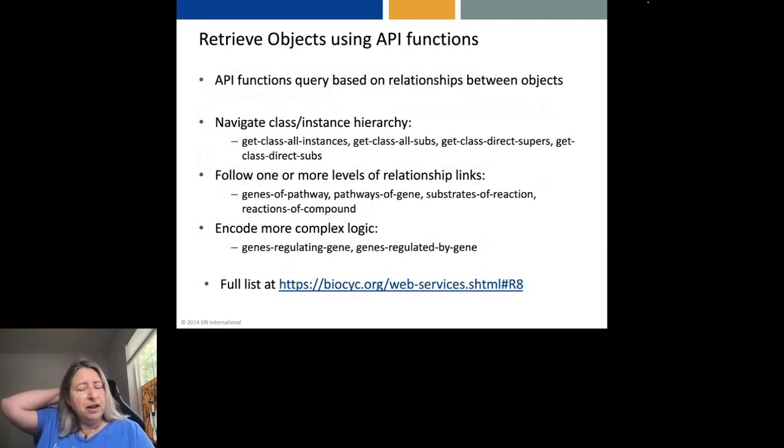So for example, you can use them to navigate the class hierarchy. There are functions like get class all instances, which given a class, say pathways, returns all the objects in that class. Get class all subs returns all the subclasses of a class. And the supers function gets the supers. There's the all subs versus the direct subs. So these are different ways to navigate the class hierarchy.